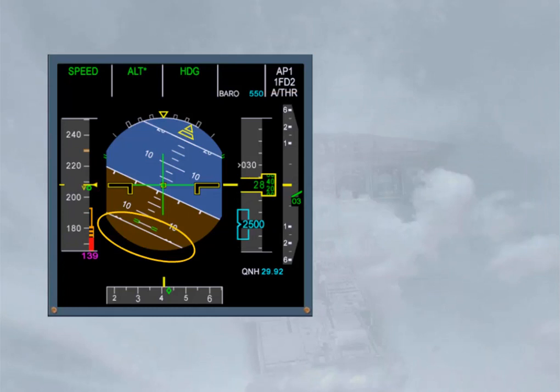When below 2,500 feet, a digital radio altimeter is displayed. In this module, we will concentrate on the primary flight indications. Let's start with attitude.